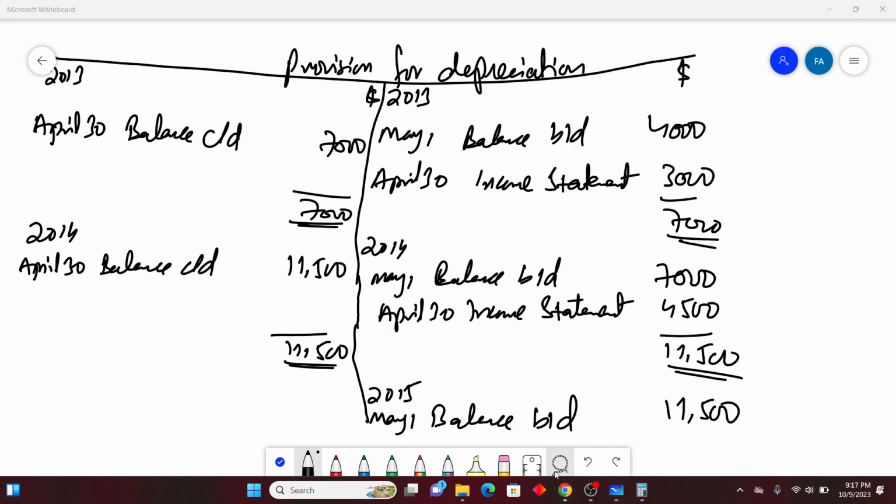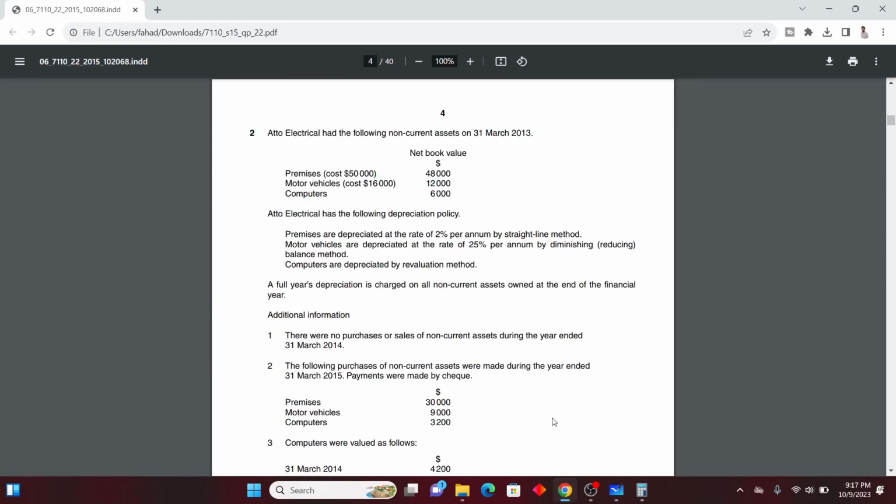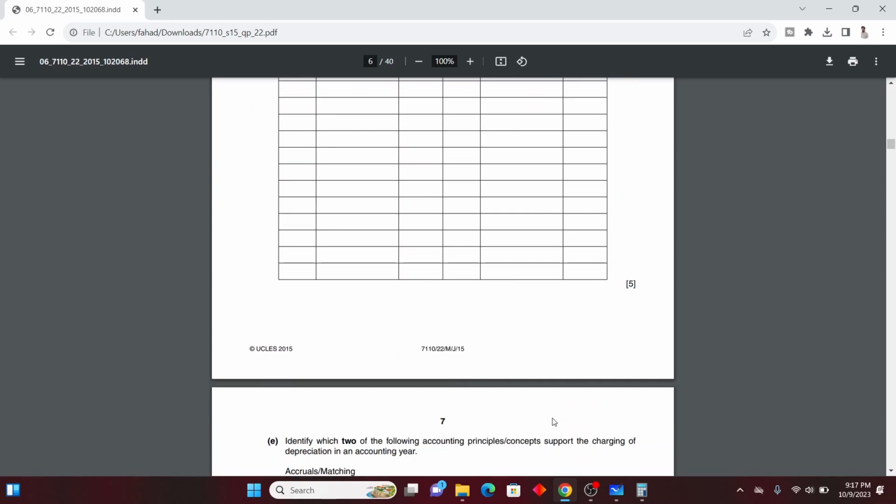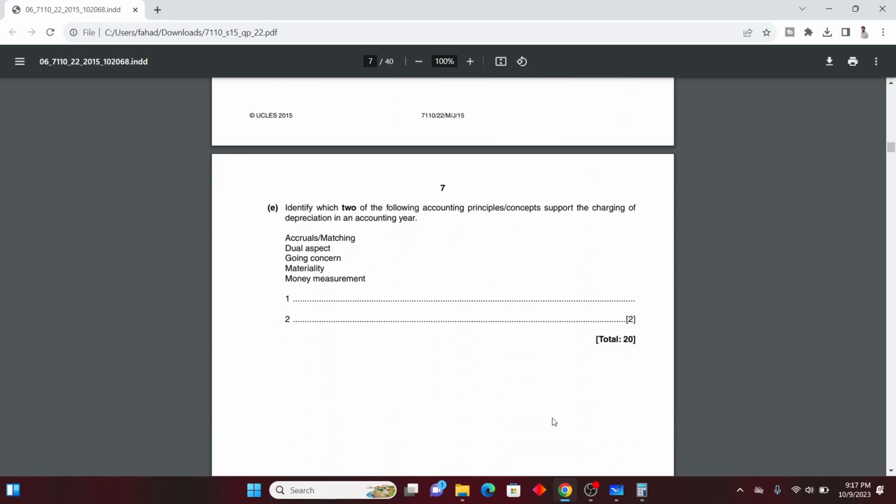Now let's see what we are left with. Identify two of the following accounting principles which support the charging of depreciation. The two accounting principles are the matching concept, which is very important, and the second concept, which is going concern. So we have to go for this and record the depreciation.